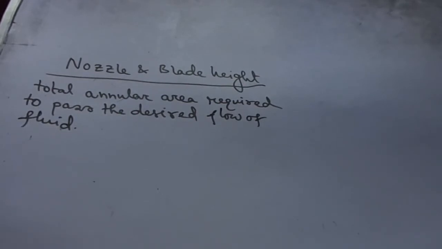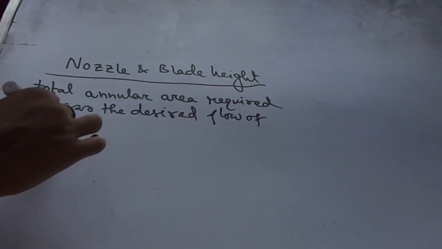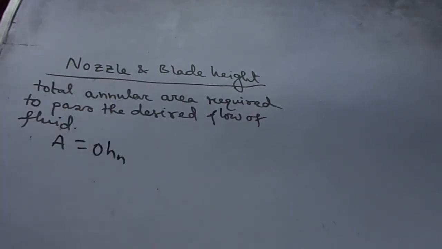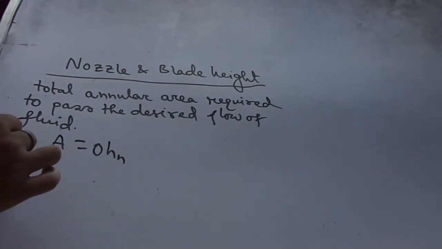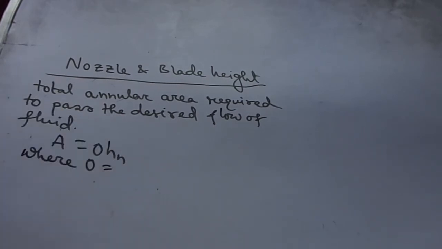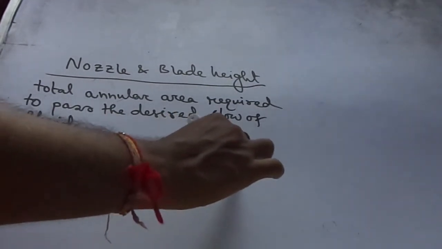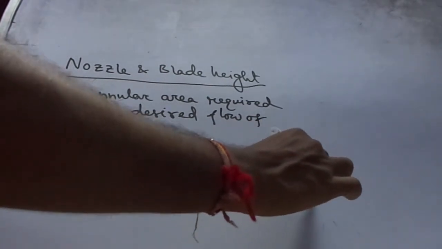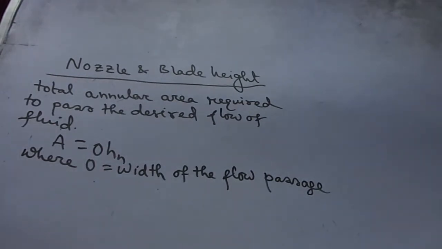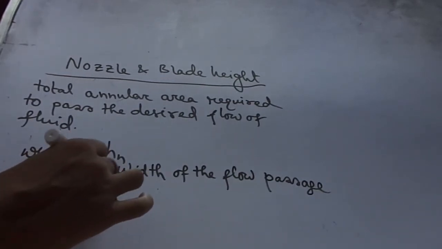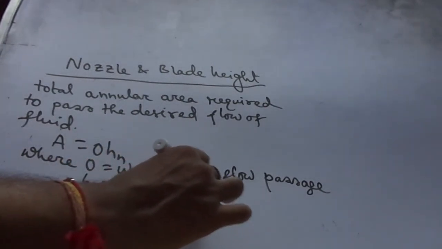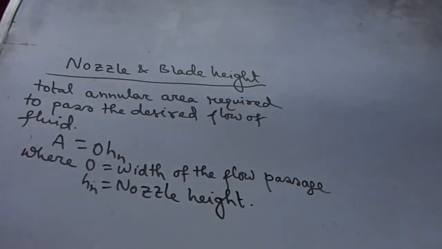It can be seen that the area available for flow at exit of one nozzle passage is approximately A equal to O H_N, where O is equal to the width of the flow passage at exit at mean nozzle height H_N, that is the nozzle height.